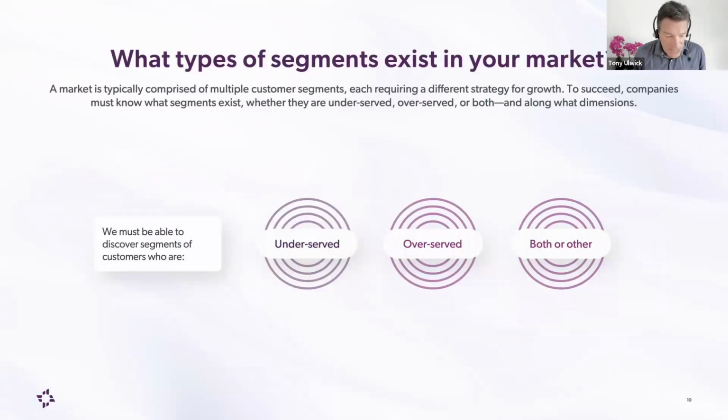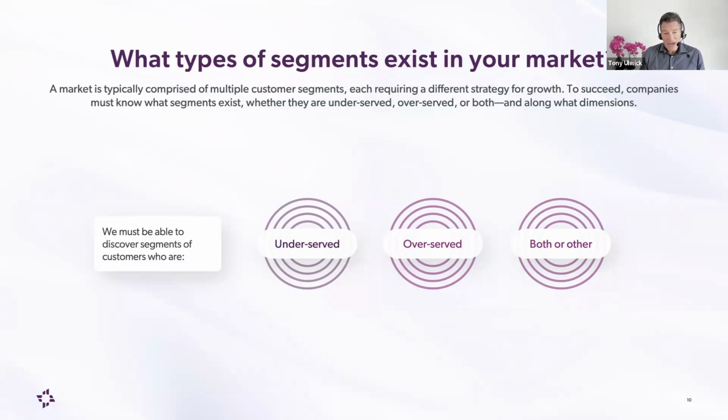So the question then is, if these are the strategies that exist and they only work in certain overserved, underserved situations, you have to ask the question, well, what types of segments exist in my market? Are there underserved customers? What percent of the market makes up underserved? What percent of the market is comprised of overserved customers? Maybe there's a combination where some segments are underserved along some dimensions and overserved along others. Or maybe they are just appropriately served across the board.